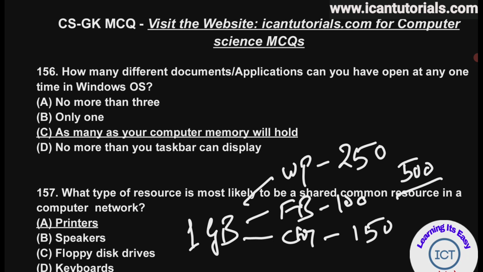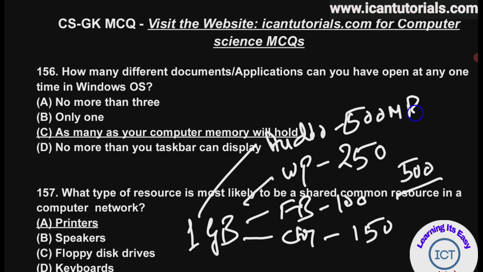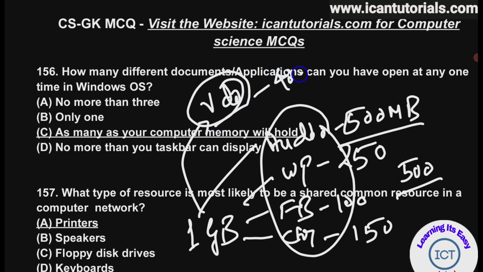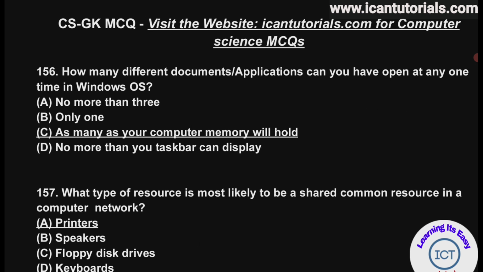Again, I have opened one audio player, suppose, in the background, it takes around 500 MB of data. So my entire 1 GB is filled by all these applications. If I again open one more application, suppose a video player, this video player needs 400 MB of data. I cannot open this video player because my memory is full. This is the meaning of the memory full.